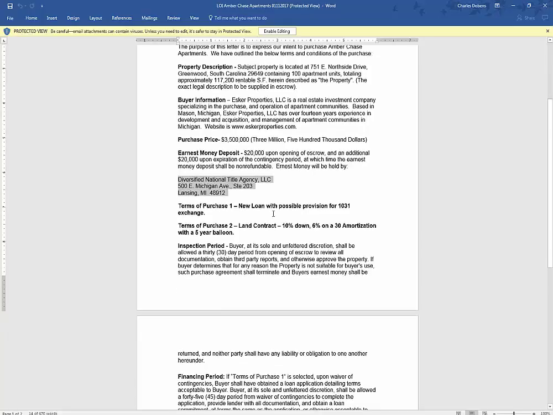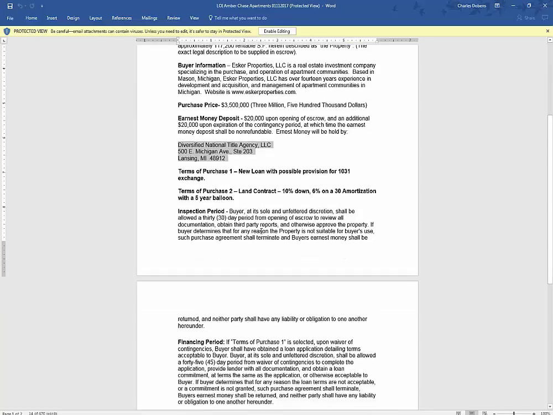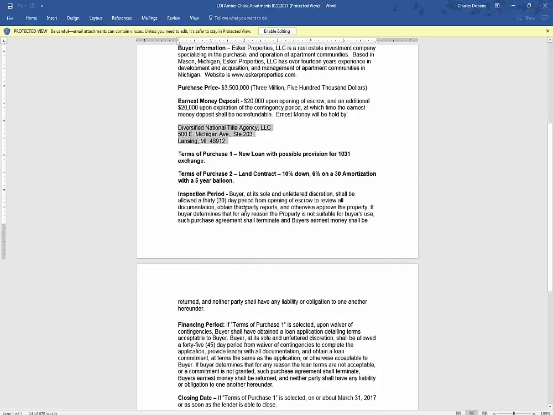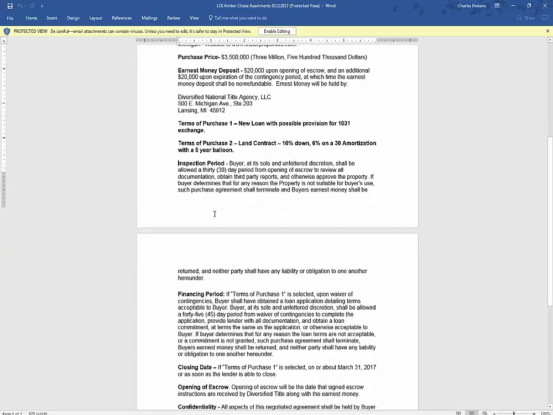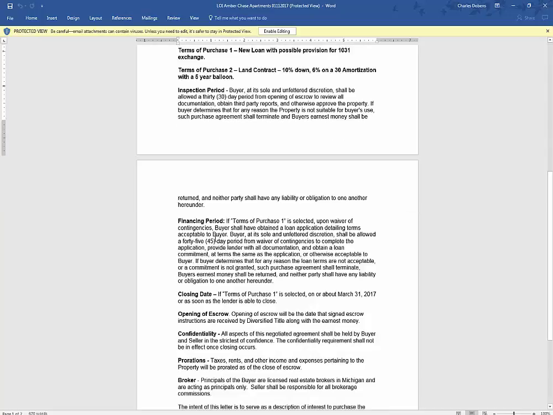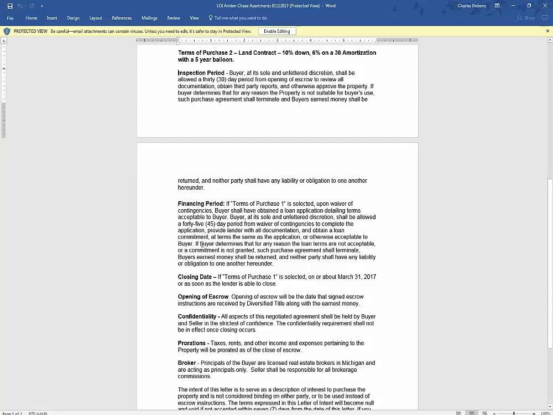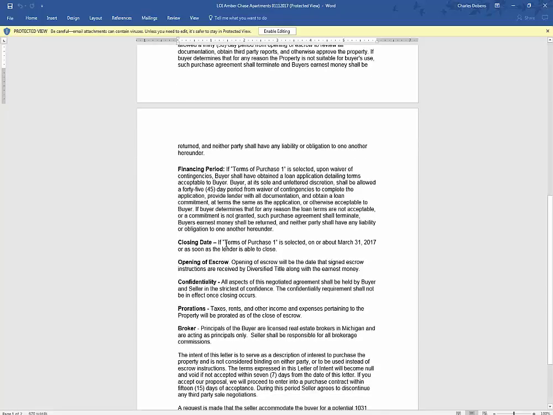New loan with possible provision for 1031 exchange. Terms of land contract, 10% down, 6% on 30 with a 5-year balloon. Okay, that's fine. Inspection period 30 days. Okay, we want to change this definition of an inspection period. That's why you have to use my LOI, because it has built-in protections for you here. Financing period, you got 45 days. Okay, buyer return. Okay, yeah. See lowercase b. So we're going to clean up this LOI a little bit.